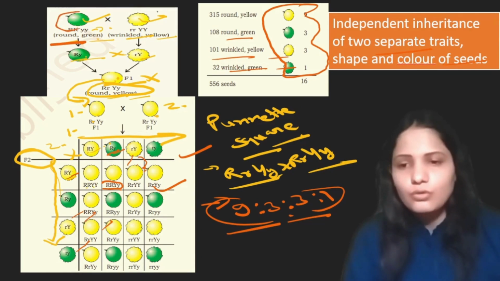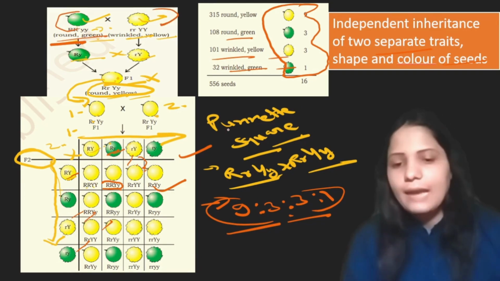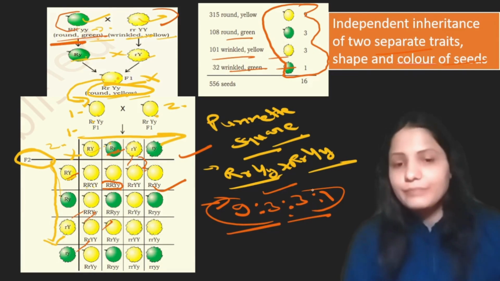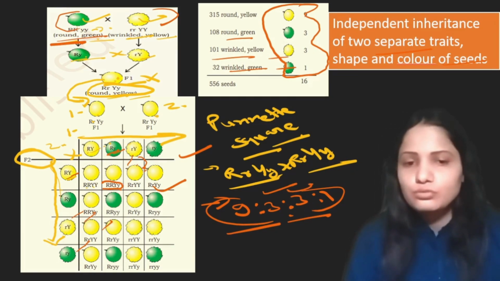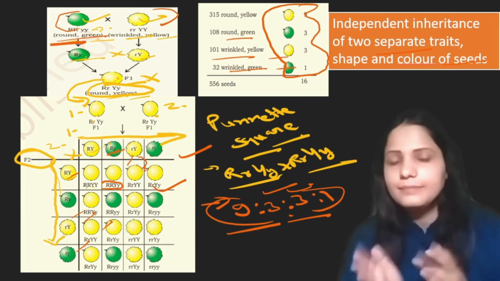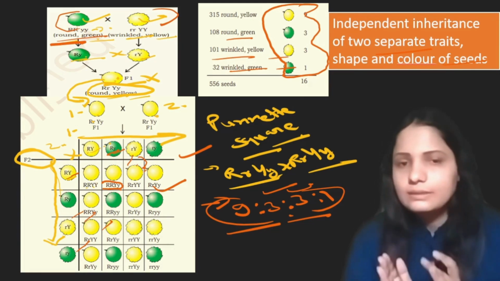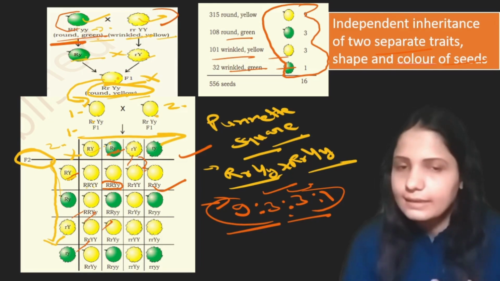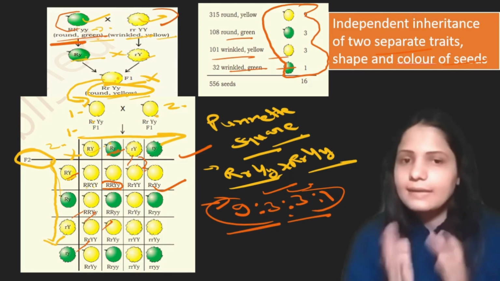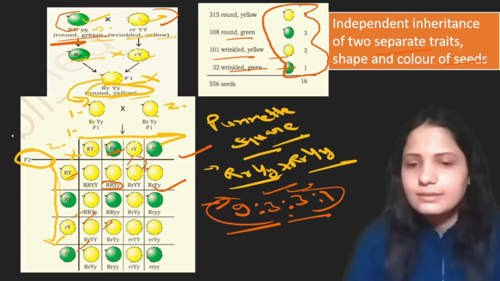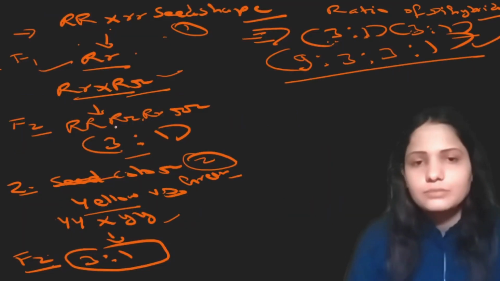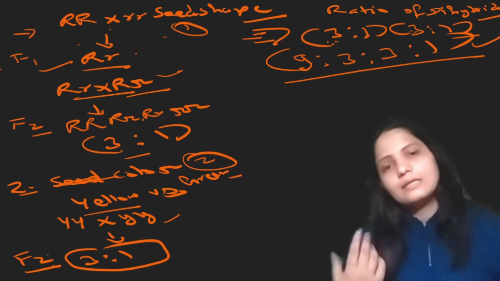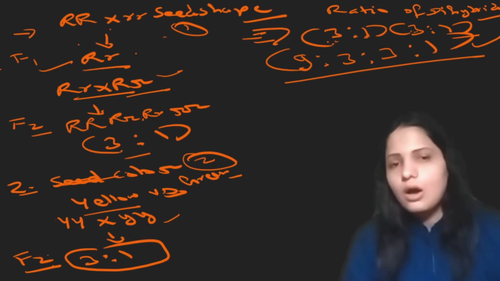If in a cross with two traits we get this ratio of 9 is to 3 is to 3 is to 1, that means those two traits are inherited independently. One trait won't influence the inheritance of another trait. They are inherited independently, and this is how the dihybrid ratio comes from independent inheritance of two traits. Now you know the law of segregation, law of independent assortment, and law of dominance.